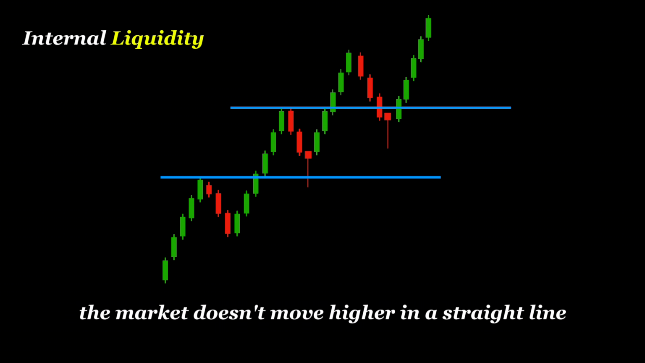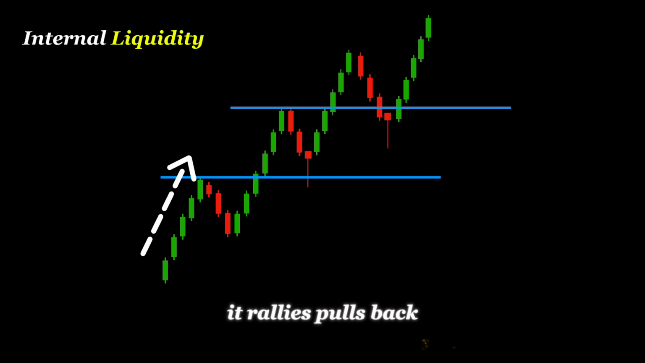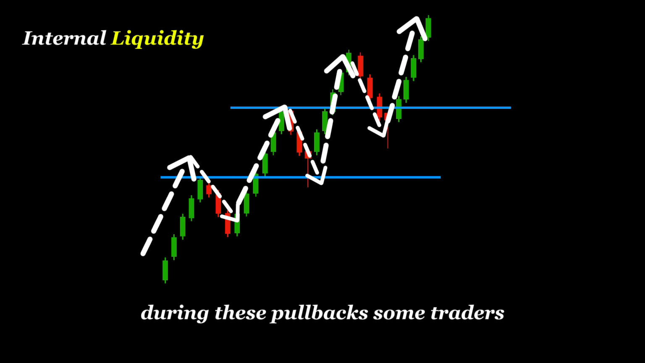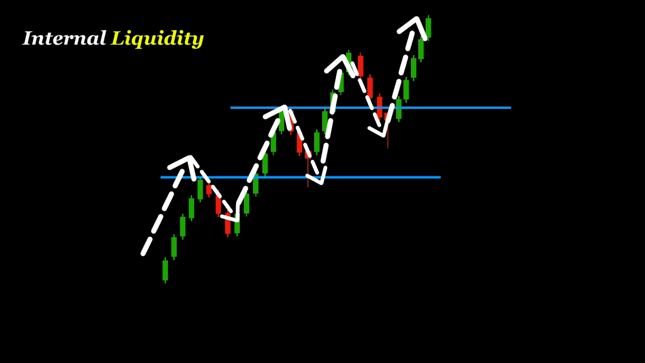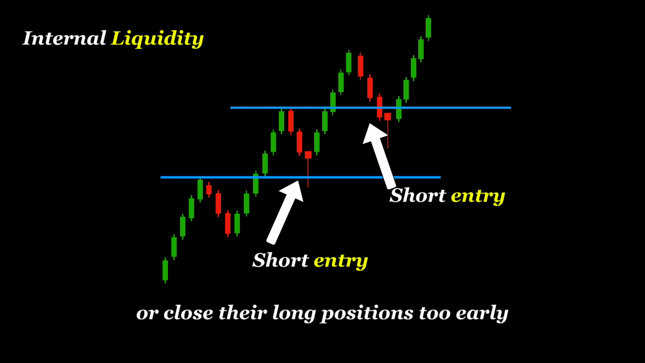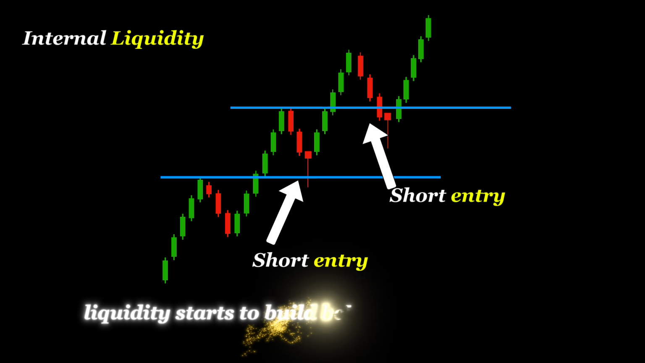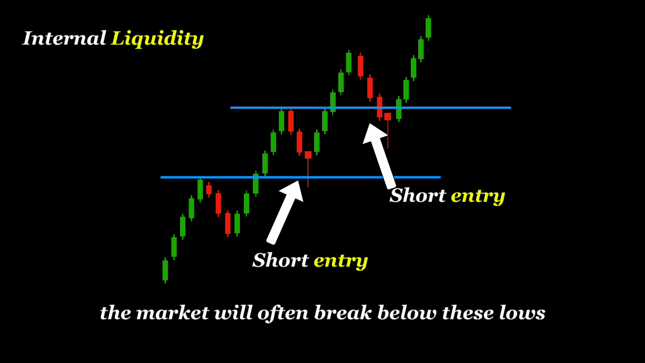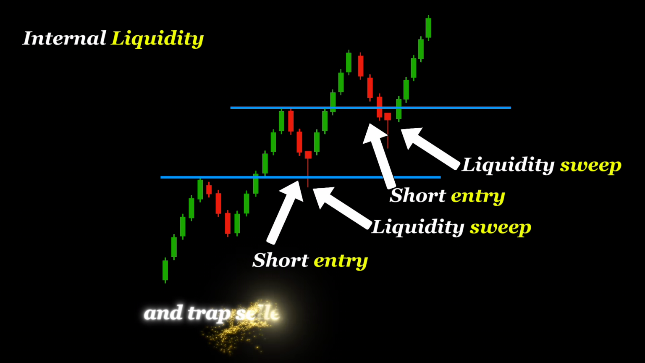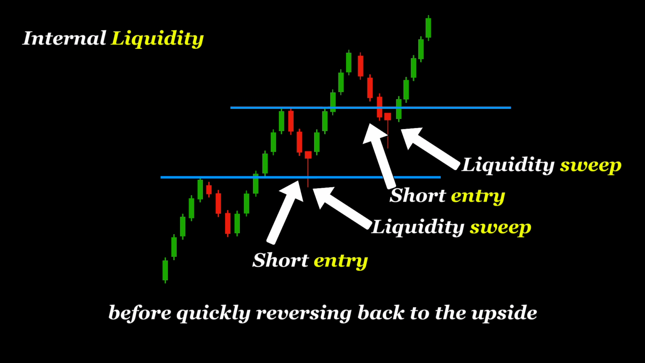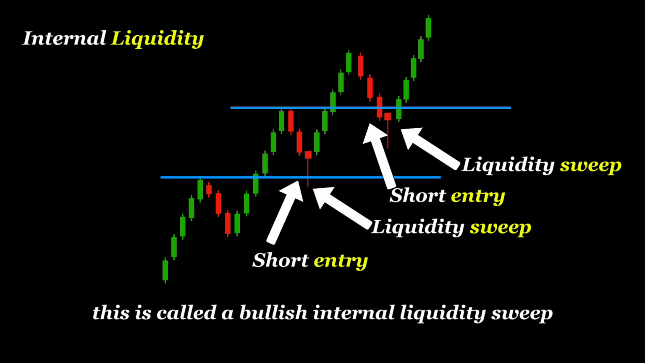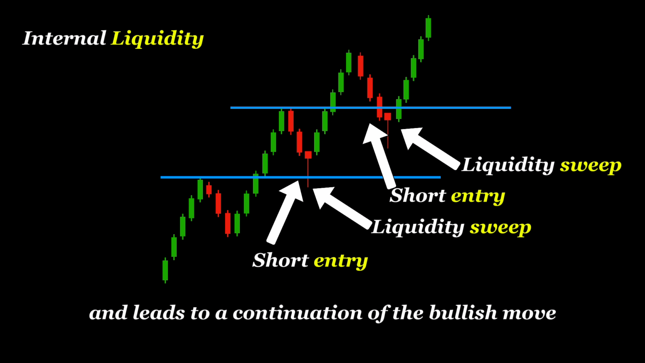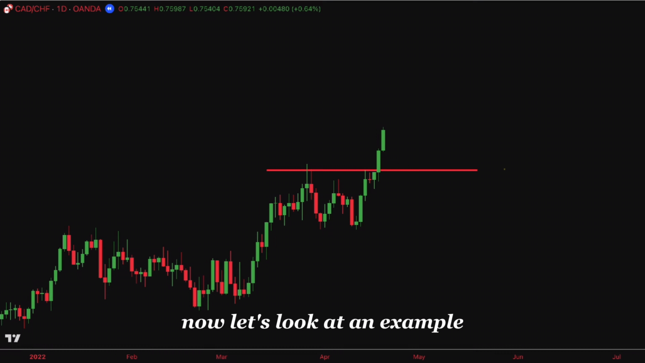In an uptrend, the market doesn't move higher in a straight line. It rallies, pulls back, and then continues higher. During these pullbacks, some traders begin to believe that the trend is reversing. They enter short positions or close their long positions too early. As a result, liquidity starts to build below the pullback lows. The market will often break below these lows, trigger the stop losses of buyers and trap sellers into short positions before quickly reversing back to the upside. This is called a bullish internal liquidity sweep because the sweep occurs within an uptrend and leads to a continuation of the bullish move. Now let's look at an example.